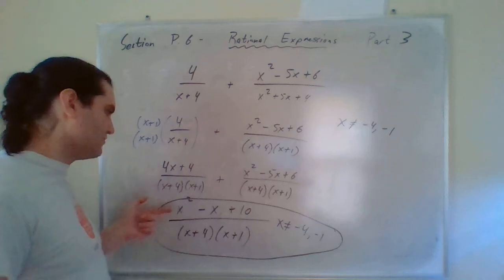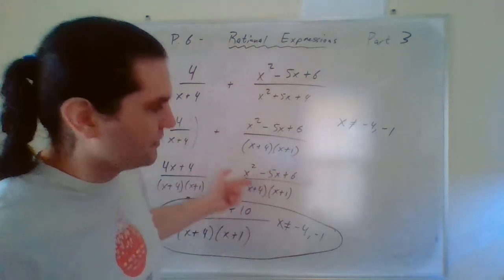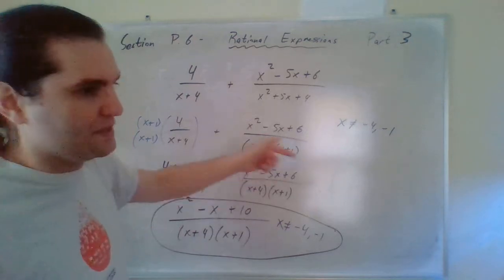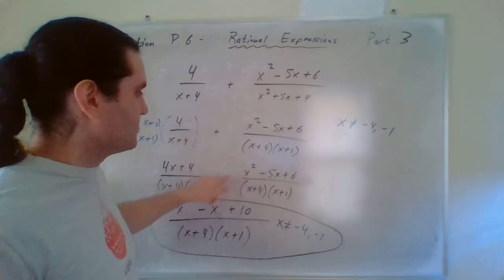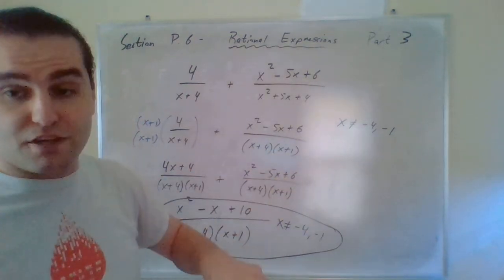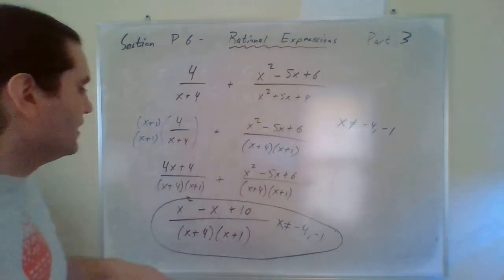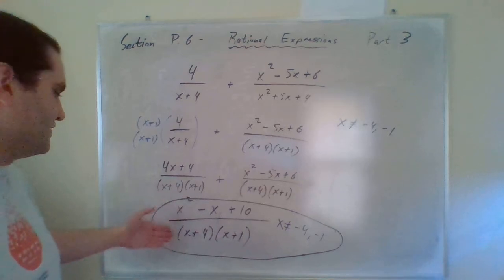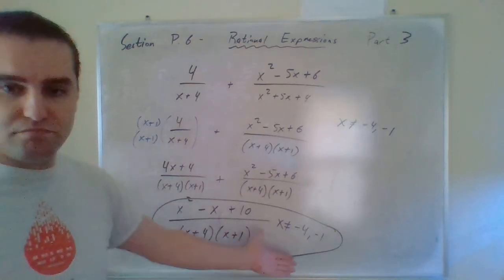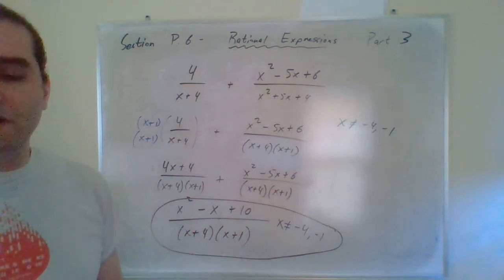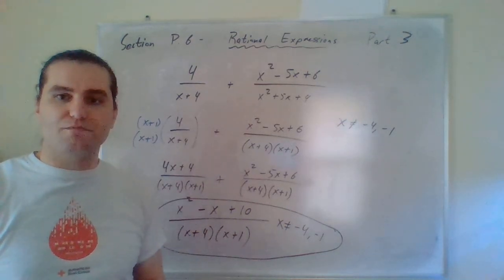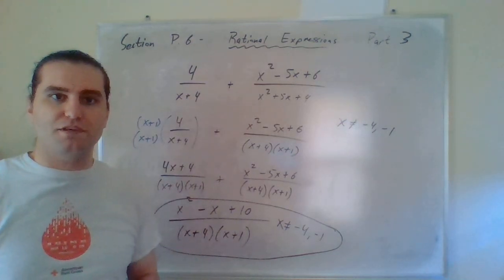Or subtract the entire thing. If it's subtraction, remember you have to subtract all those pieces. It'll help to distribute that negative sign to all those things, just like when we were subtracting polynomials. And then in the end, see if the top factors. If it does, see if anything cancels. Don't forget your domain restrictions. That's the whole thing, adding and subtracting rational expressions.